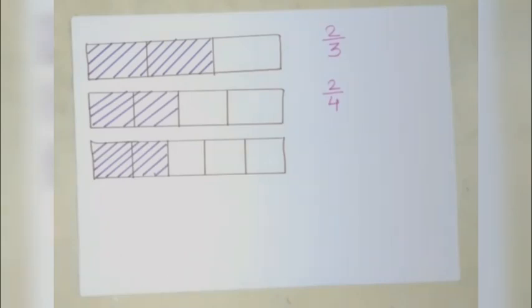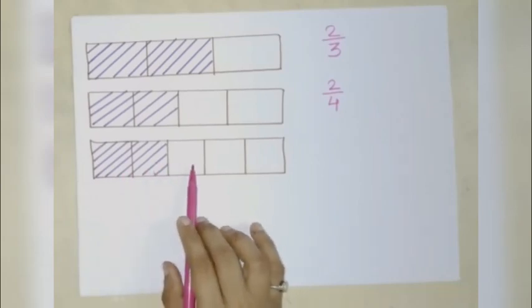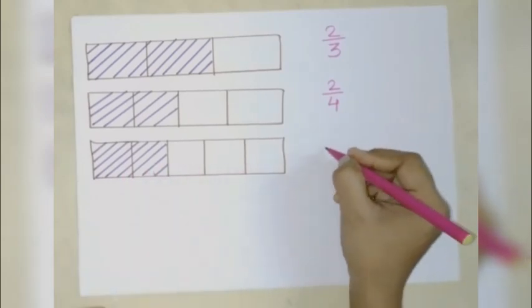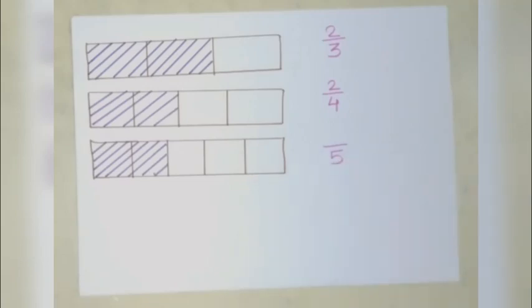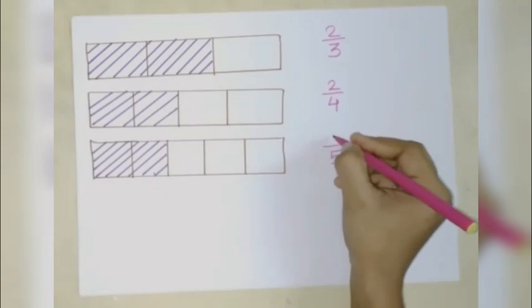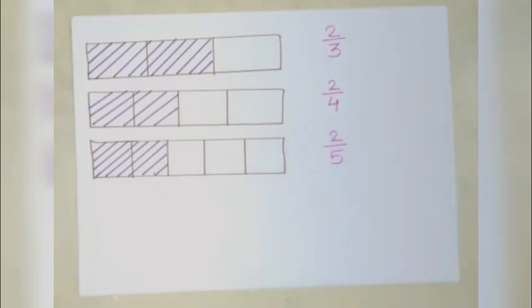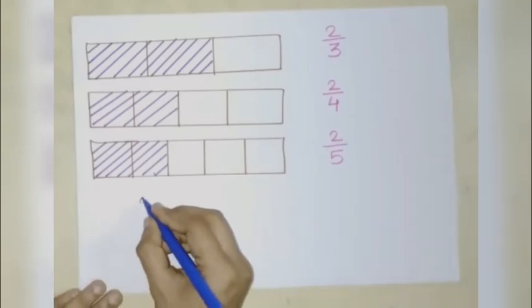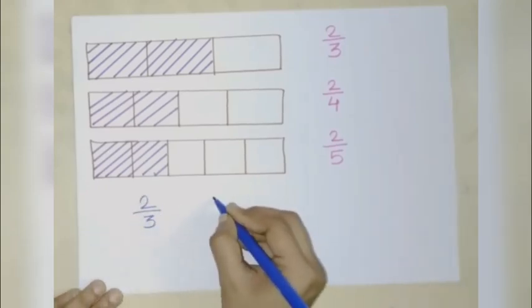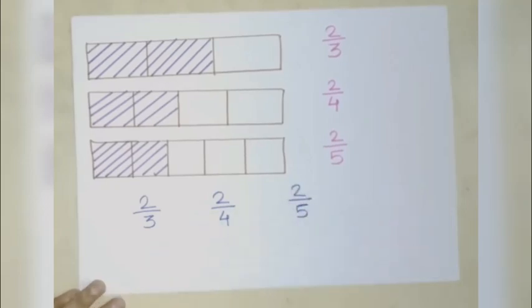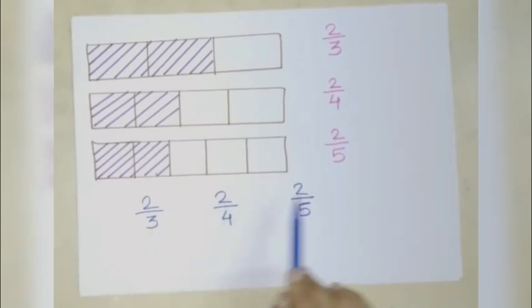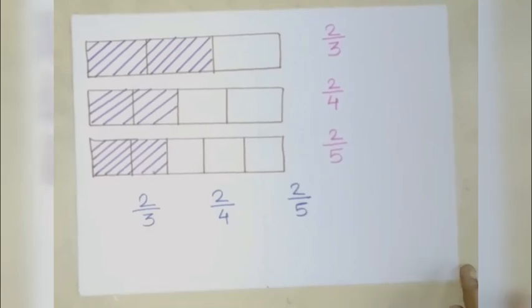See the next strip. 1, 2, 3, 4, 5. Children, your strip is divided into 5 equal parts. From that, 2 parts are colored parts. Now I am going to write these fractions. 2 upon 3, 2 upon 4 and 2 upon 5. Children, now check the numerators. 2, 2, 2. Numerators are equal.